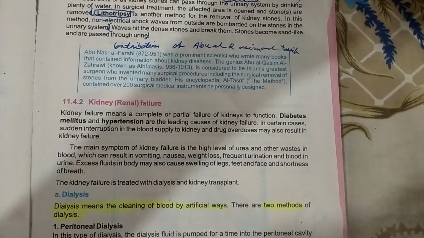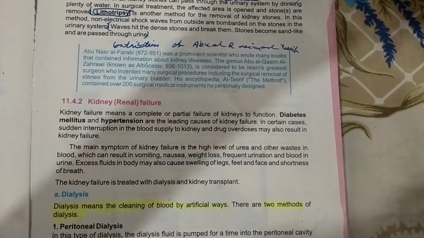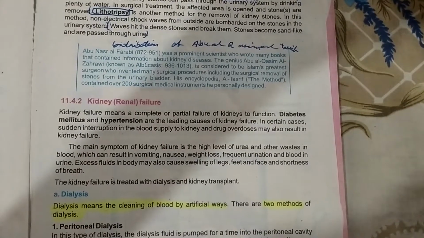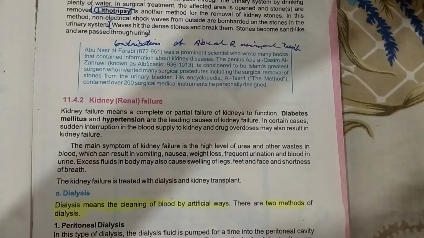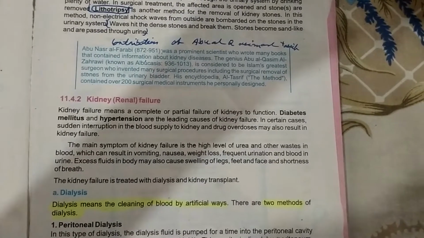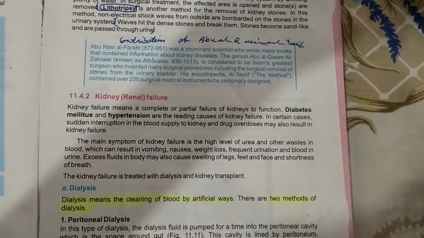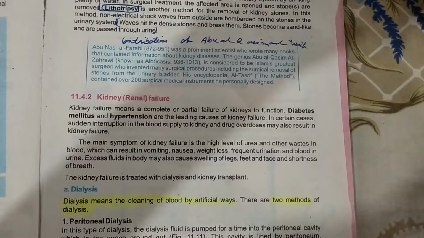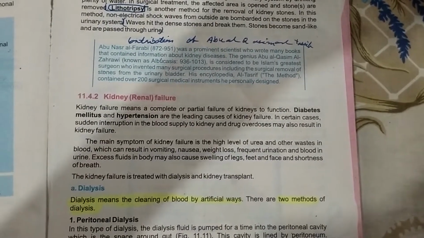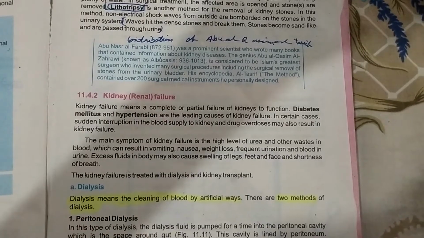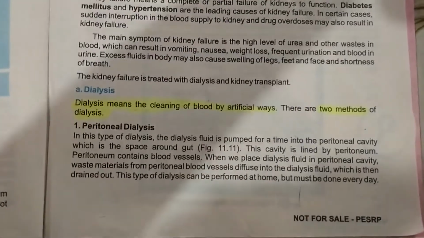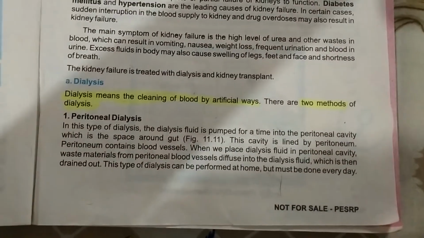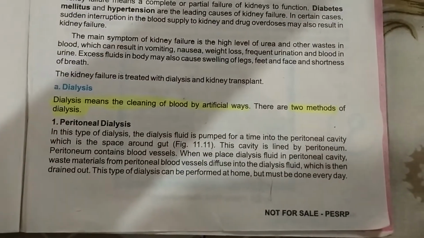can result in vomiting, nausea, weight loss, frequent urination, and blood in urine. Excess fluid in the body may also cause swelling of the legs, feet, and face, and shortness of breath. Kidney failure is treated with dialysis and kidney transplant. Dialysis. Dialysis means the cleaning of blood by artificial means.